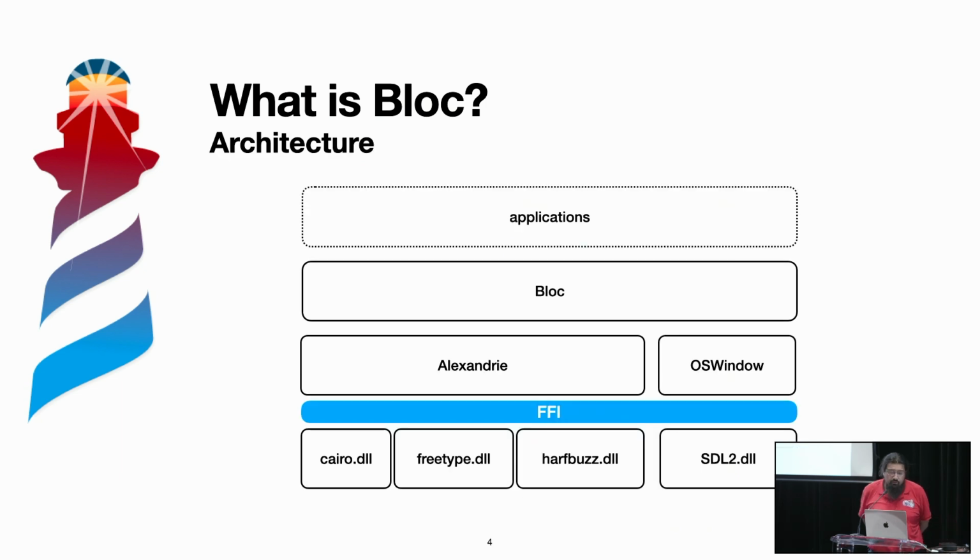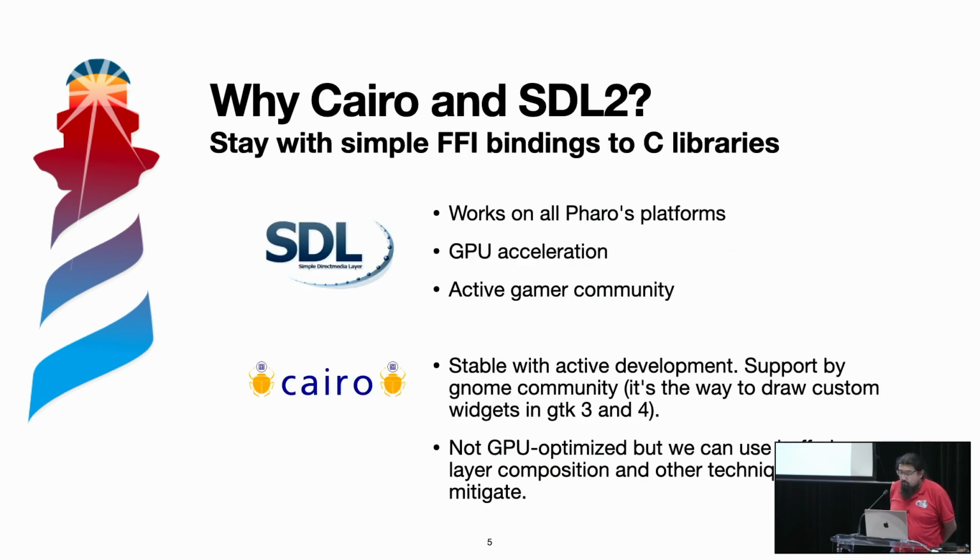We are using a lot of third-party libraries for it. Why? Because that gives us a lot of flexibility and a lot of stability and a lot of power. Basically, we are using SDL for all the handling of windows and events and all the interaction with the user. And we are using Cairo to render all the graphics, all the elements that we want to render. This decision is not something that we take lightly.